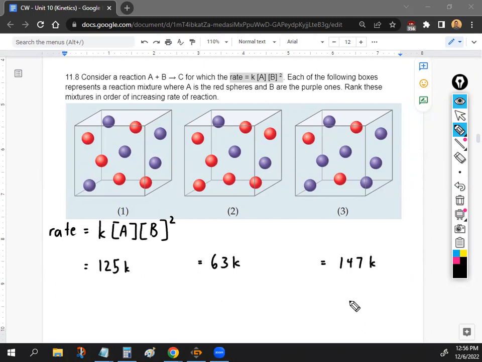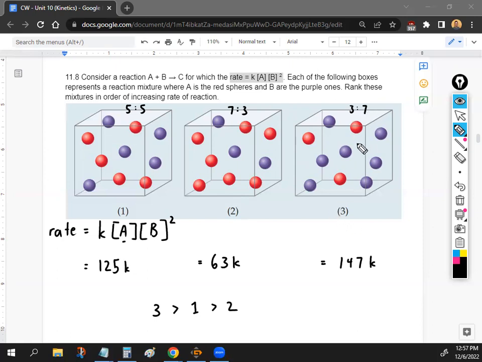All right, so let's rank them in order of the rate of reaction. Which one is the fastest reaction? Okay, yeah, 147. So 3 is the fastest. And then obviously it's going to be 1 and 2. Okay, so basically what I wanted you guys to identify here, let me just put it right here. For number 1, you're going to have a ratio of 5 to 5, 5 red to 5 purple, right? And then you get 125. If you get a ratio here of 7 to 3, you're going to get 63. And then if you have a ratio of 3 to 7, you're going to have 147.